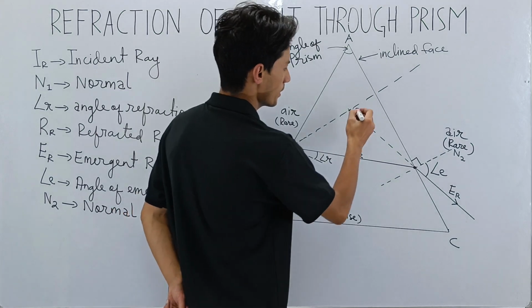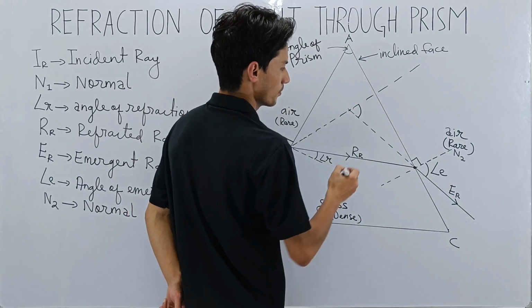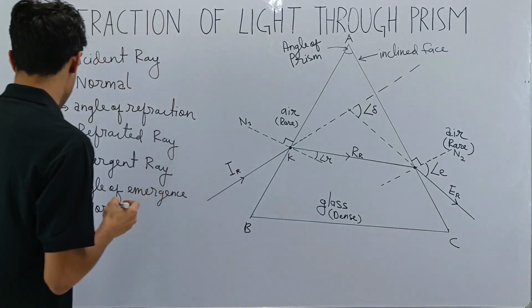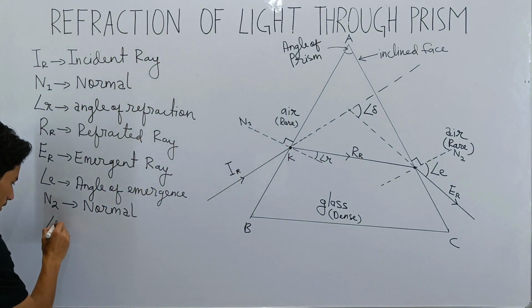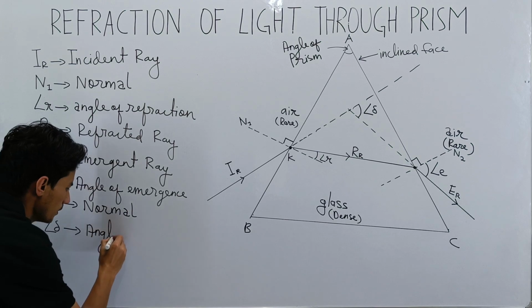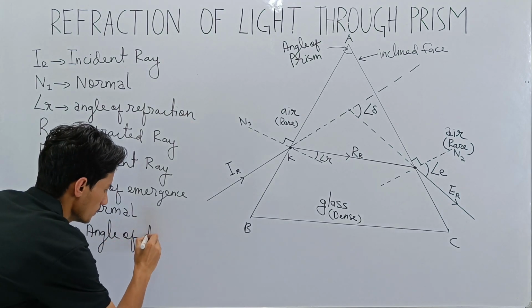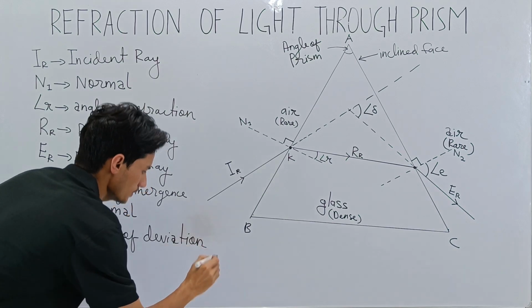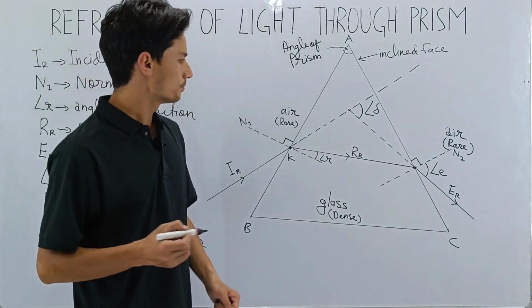So here an angle is formed. This is called the angle of deviation, okay. So angle D, very important, angle D. This is the angle of deviation. So what is this angle of deviation?